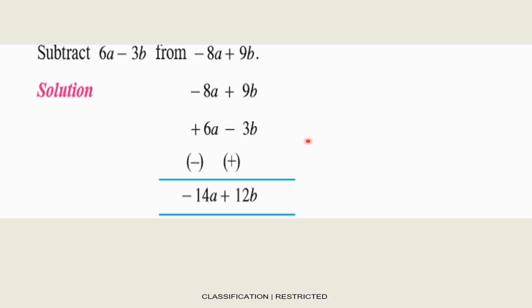Here also the same rule. What is the additive inverse of plus 6a? Minus 6a. That's why we are putting here plus means minus. Second term only, you change the sign. Here minus means plus. So thereafter minus 8 minus 6. Add the terms. So minus 14a, and plus 9b plus 3b. So here also plus 9 plus 3, 12b. So the answer is minus 14a plus 12b.